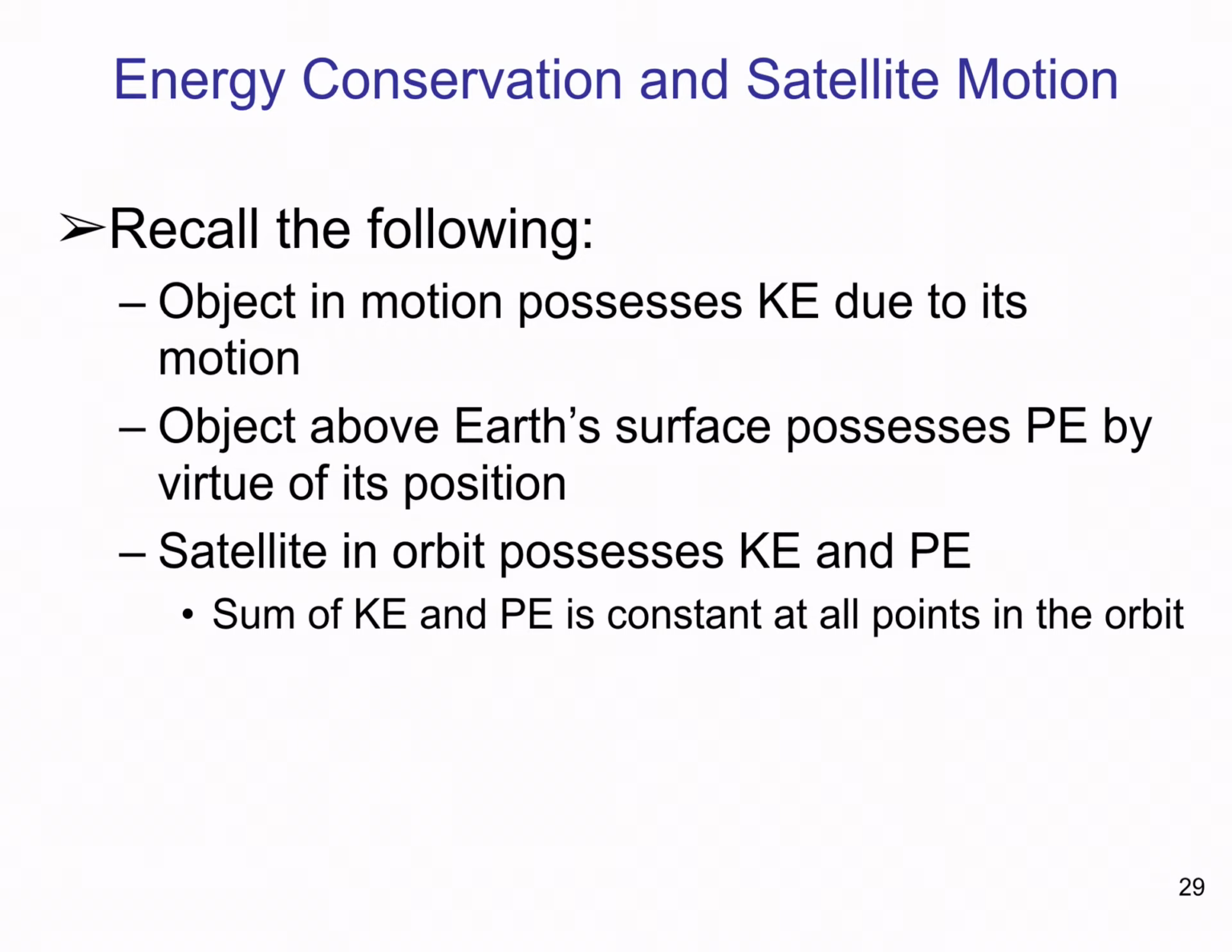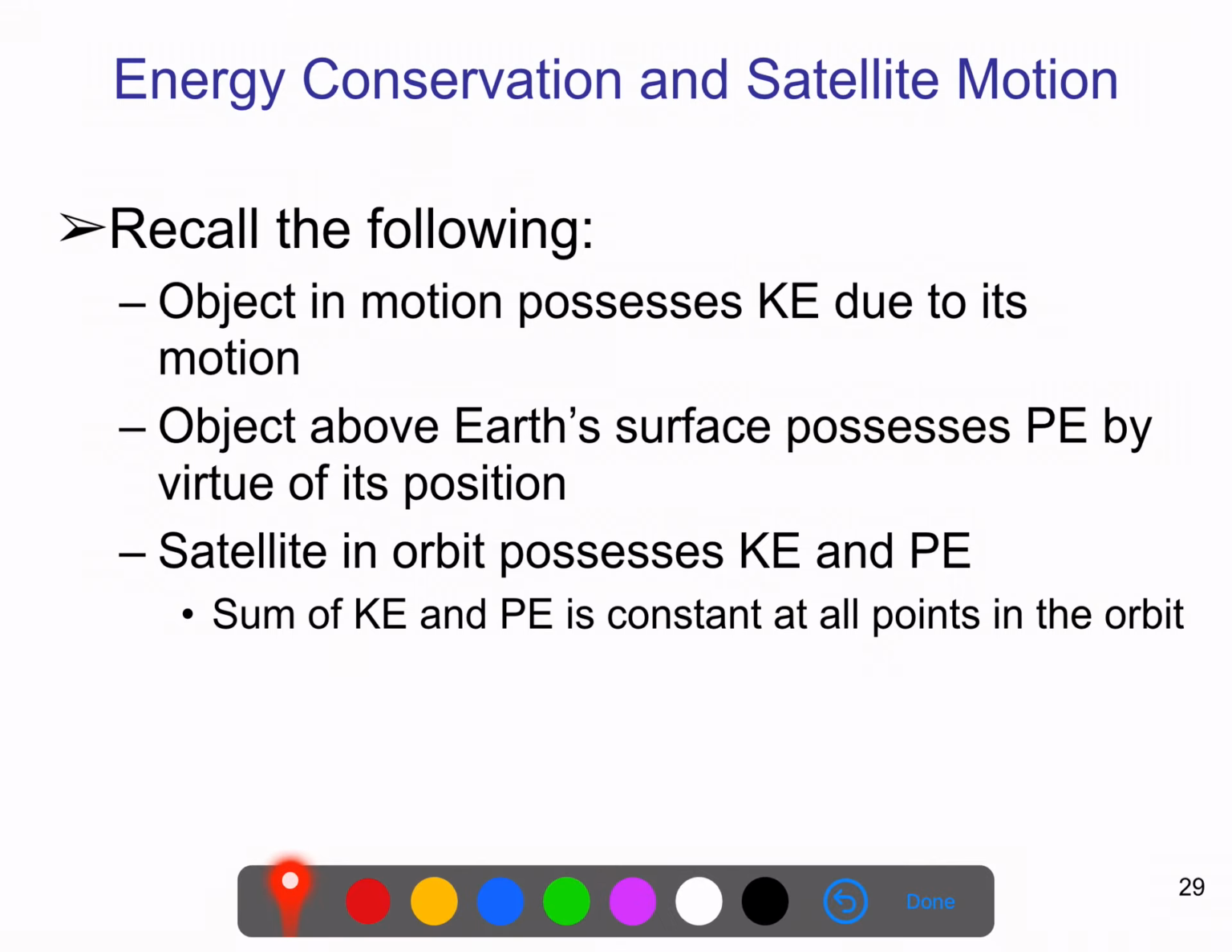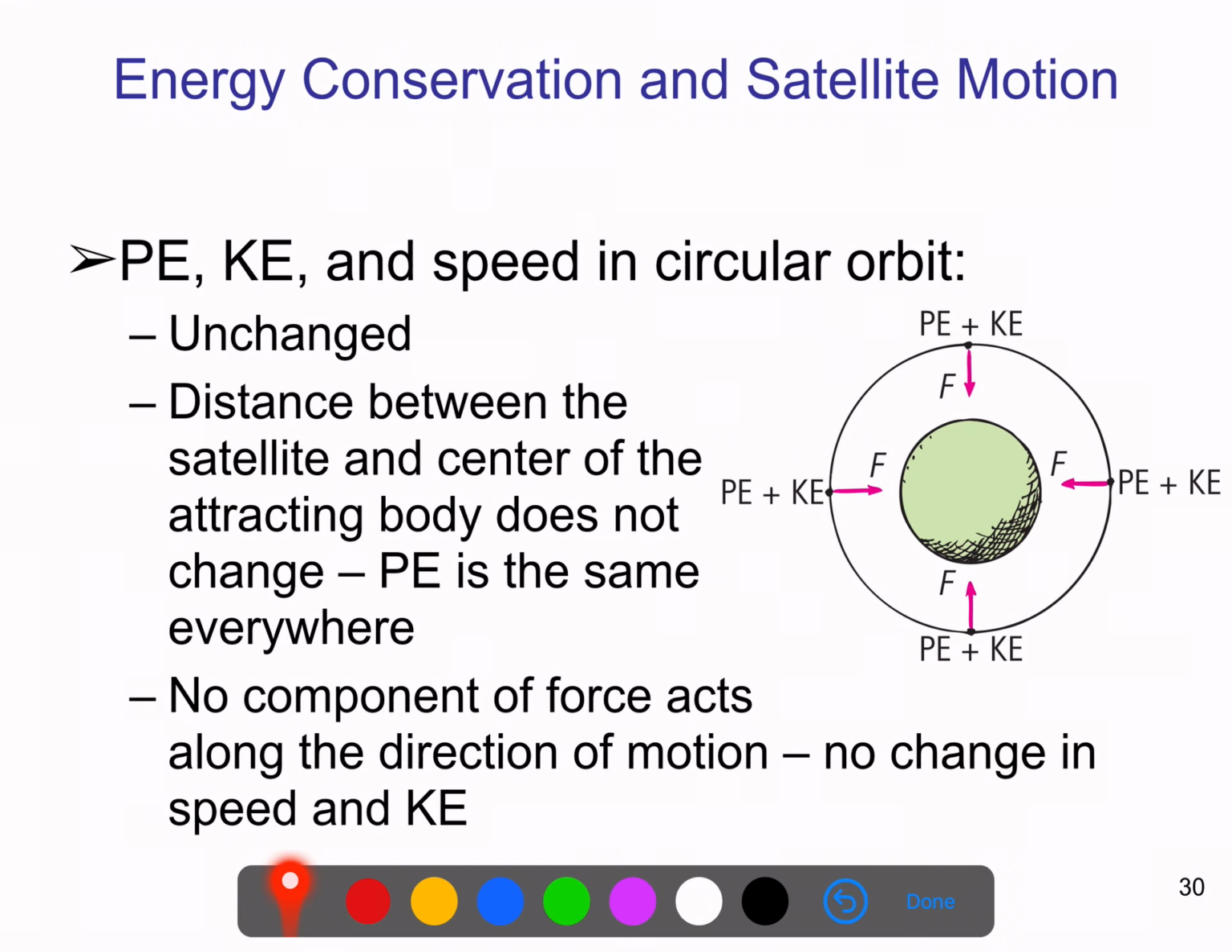What I was saying was energy conservation. So, we've already learned about kinetic energy and potential energy, and so satellites possess both of these. The satellite is moving with some speed, so it's got kinetic energy, and it's some distance away from the Earth, so it's got gravitational potential energy. We know by energy conservation that the sum of these two things has to remain the same over time.